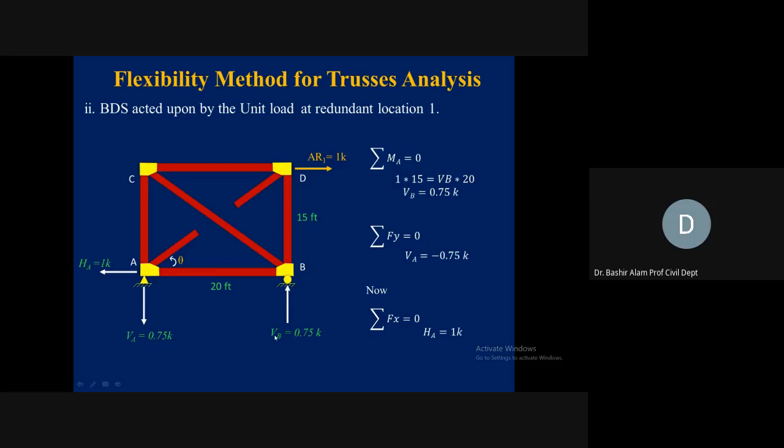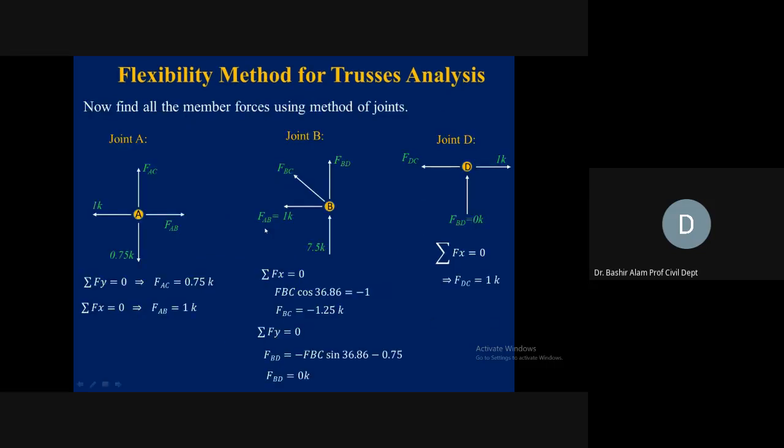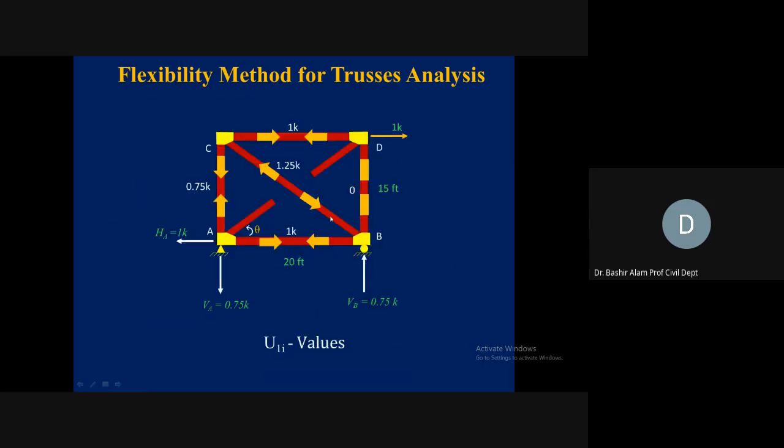And this will give you your U1 values. So from here we get U1 values. This is when we do it by going joint by joint, and these are all those member forces formed out. Look, this is 0, this is 1, this is 0.75, 1, and this diagonal 1.25, which is the resultant of this one and this, 1 square plus 0.75 square whole under the root. So you will get this one. And this will give you your U1 values.